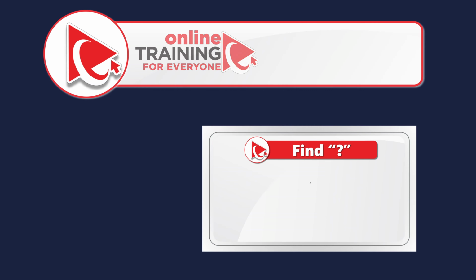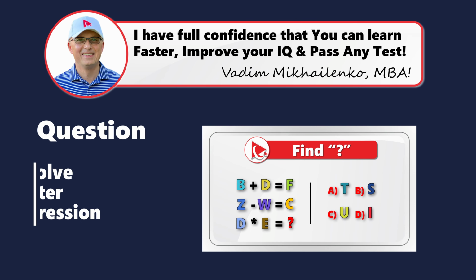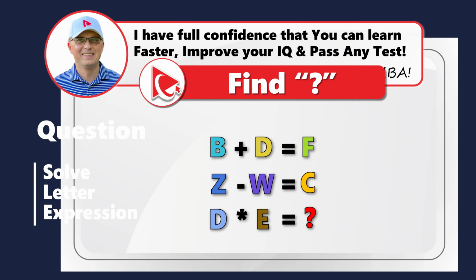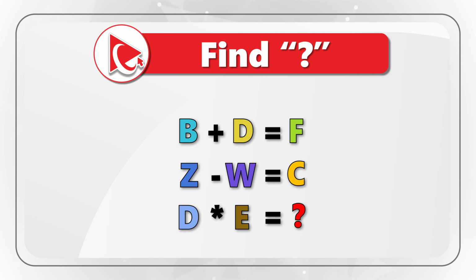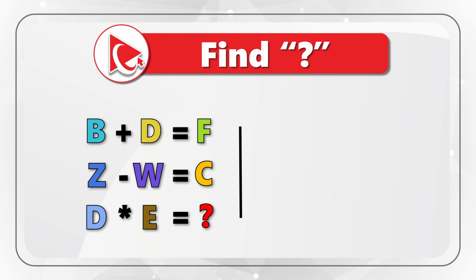There's no better question to boost your IQ and brain power. You're presented with 3 expressions, and you need to find the missing item in the third expression. The first expression is B plus D equals F. The second expression is Z minus W equals C. And the third expression is D multiplied by E equals missing item. And you need to find and select the missing item out of 4 possible choices.